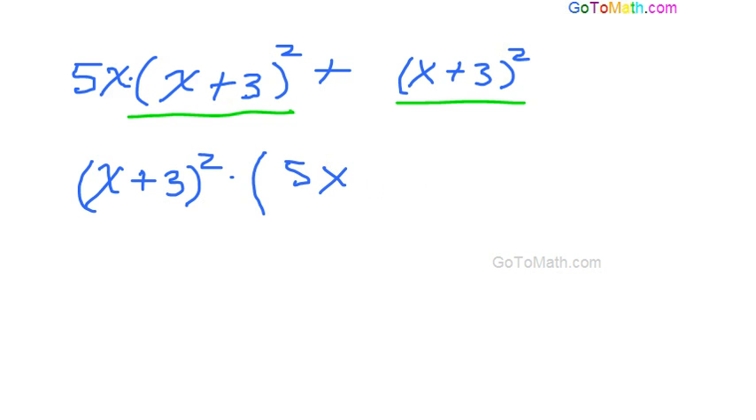5x. And we pulled out this whole thing, so we're just left with 1. Now you can always check your work by taking this and multiplying it back inside. So x plus 3 quantity squared times 5x is just what you see here. Then x plus 3 quantity squared times 1 is what you see here. So it's not too bad, okay?